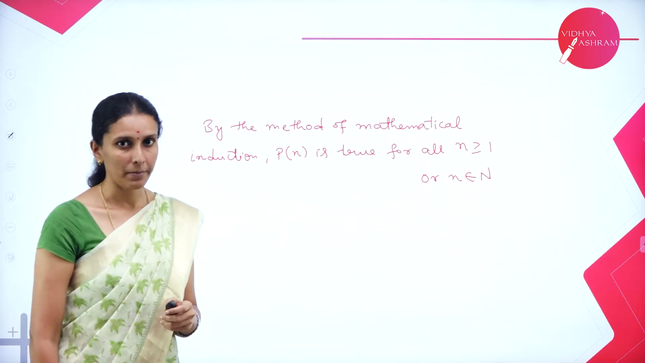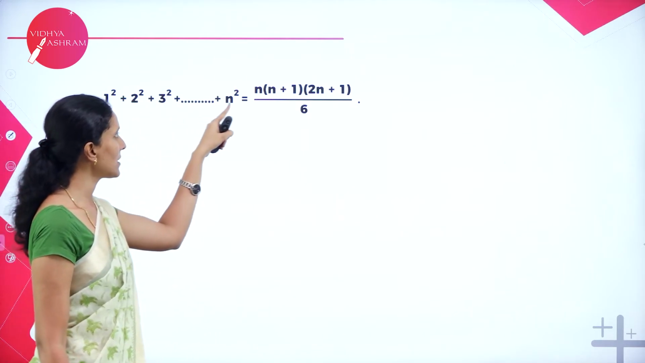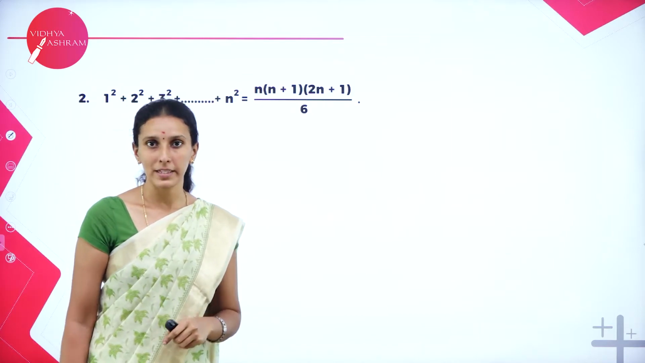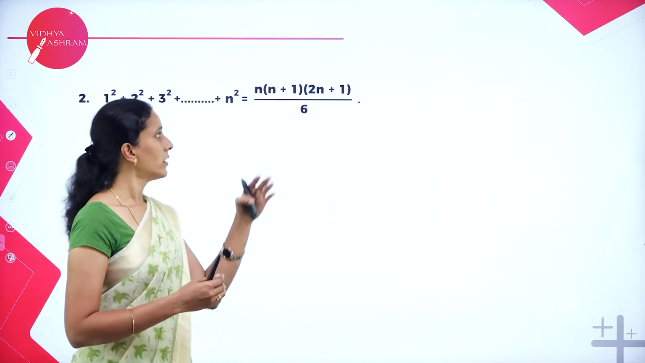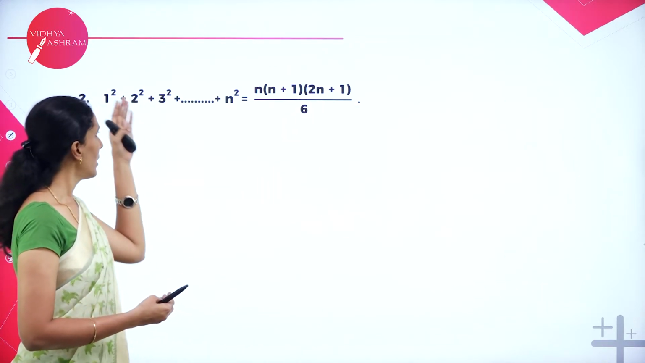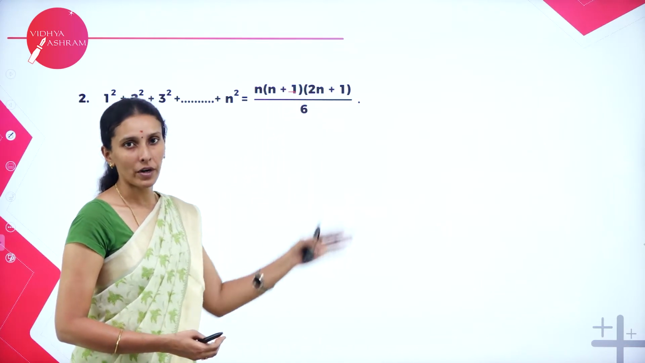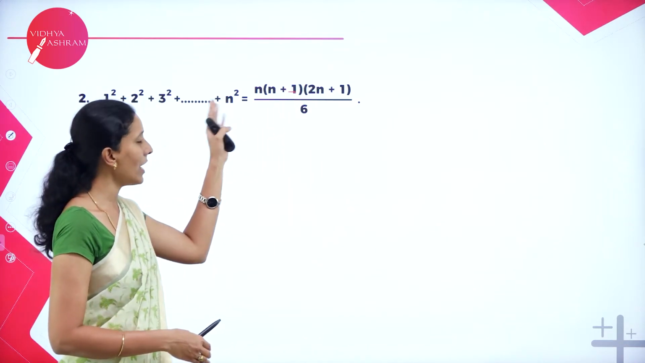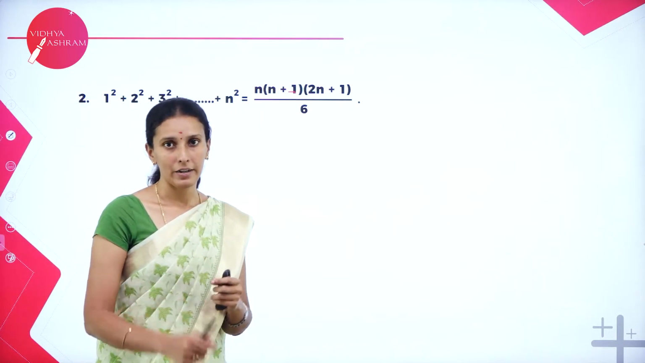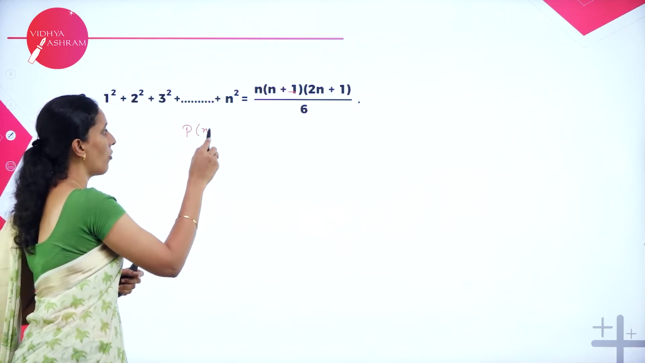We'll take one more statement now. We have 1 square plus 2 square plus 3 square plus up to n square, then it is n into n plus 1, 2n plus 1 divided by 6. So if you have one term, then it is 1 into 1 plus 1, 2 into 1 plus 1 by 6. If you have two terms, it is 1 square plus 2 square, 2 into 2 plus 1, 2 into 2 plus 1 divided by 6. Like that, if you have n terms, it is n into n plus 1, 2n plus 1 divided by 6. So first, let us take it as P of n.